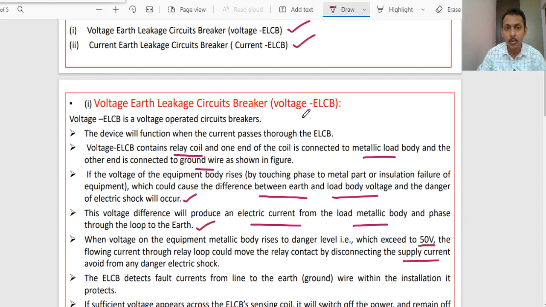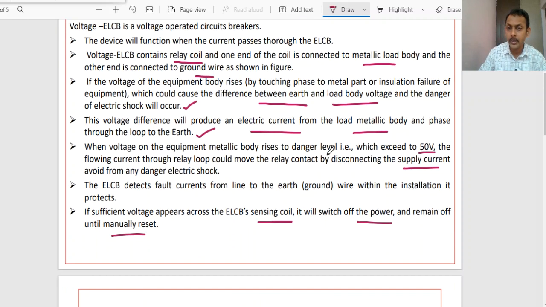right? So this is about the voltage leakage circuit breaker, and it is going to have a relay coil. One end of the relay coil will be connected to the metallic load body, and another terminal will be connected to the ground wire. Depending upon the leakage current, depending upon the potential difference, it gets operated.